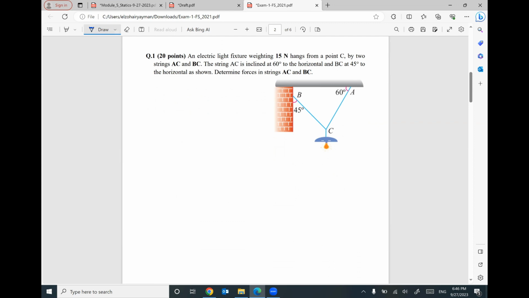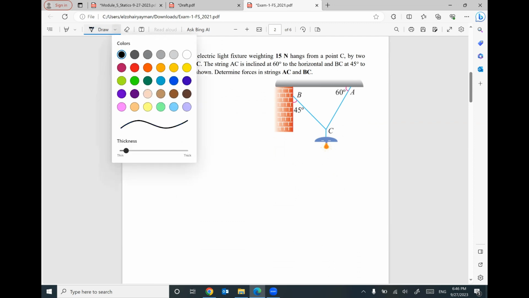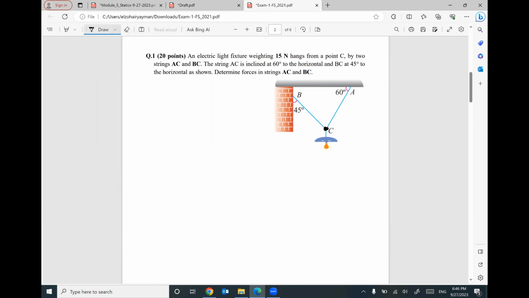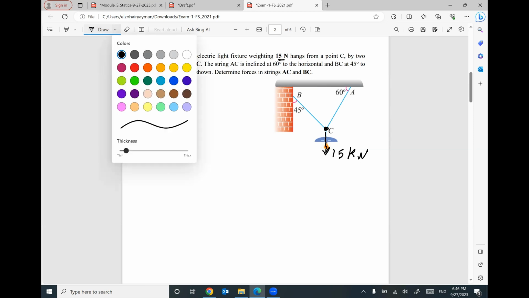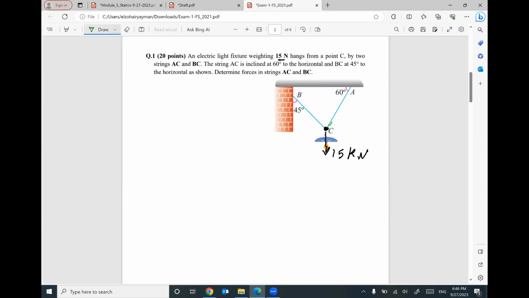I have a lamp at point C. This lamp has a weight equal 15 kilonewton. This weight is supported by 2 cables. CA, so I should expect a force called the FCA, and another cable CB, so I should expect a force called the FCB.